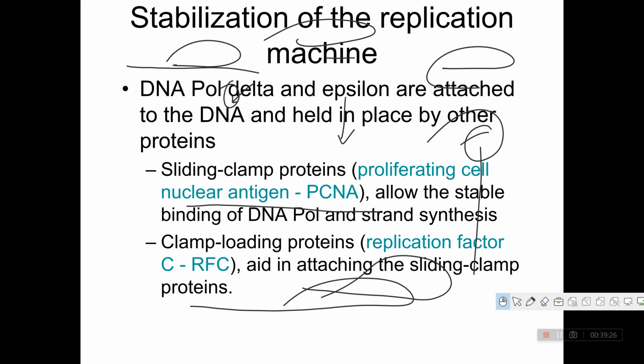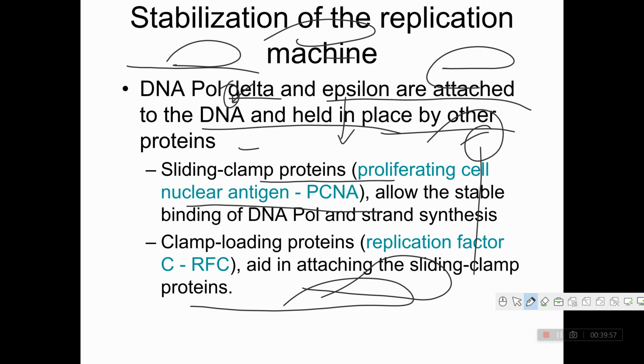How is the replication machinery stabilized? In eukaryotes, DNA pol delta and epsilon are attached to the DNA and held in place by another protein. The sliding clamp protein, proliferating cell nuclear antigen, PCNA in short form, allows the stable binding of DNA polymerase and strand synthesis.